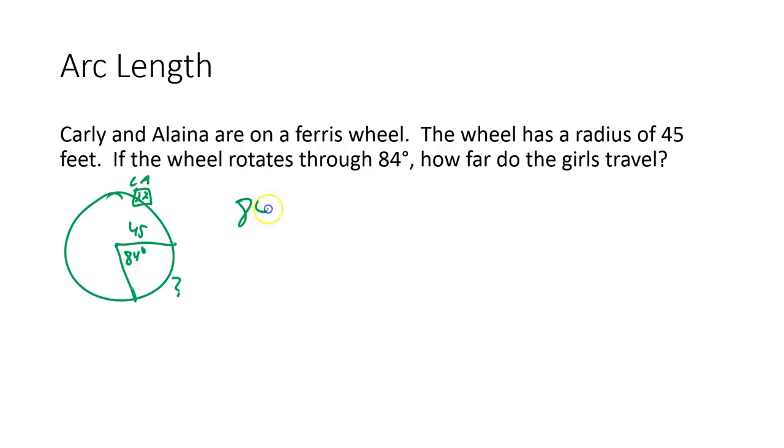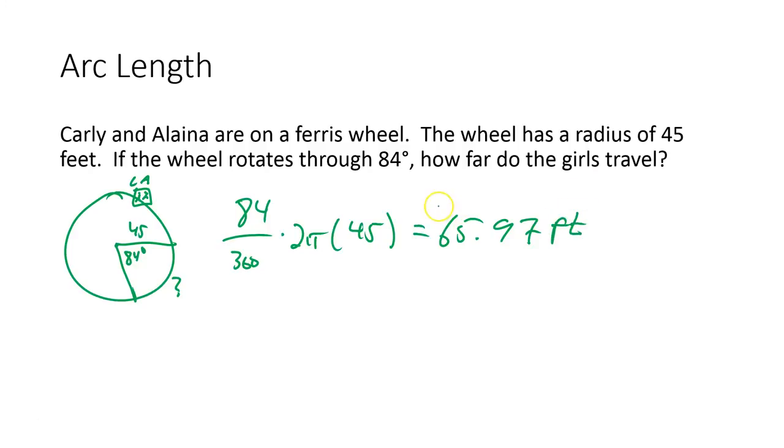So we have 84 pieces out of 360. We multiply by the circumference of the entire circle, because this is going to give us the percentage of the circumference we want. So we have 2 pi times 45. Grab our calculator and just punch that in. So 84 out of 360, I get 0.233, multiplied by 2 pi, multiply that by 45, and I get 65.97 feet. So in 84 degrees, which is somewhere between 1 and 2 radians, it makes sense to me that you're going to end up going somewhere between 45 and 90, 65.97 feet.